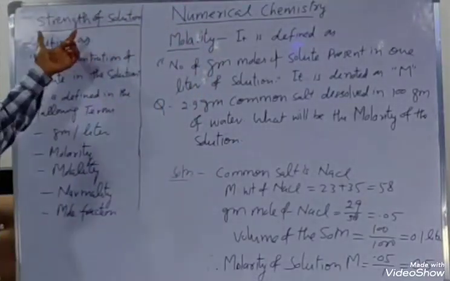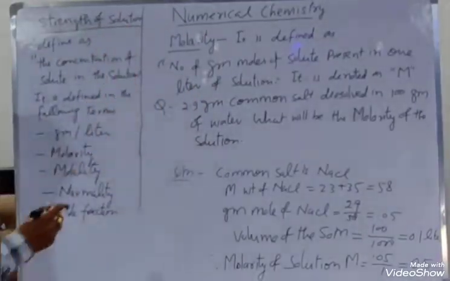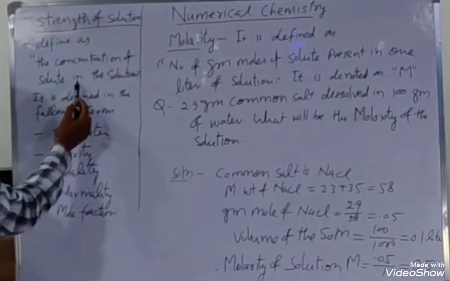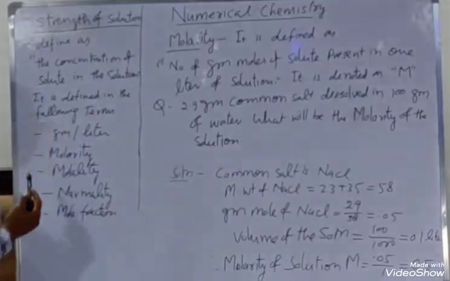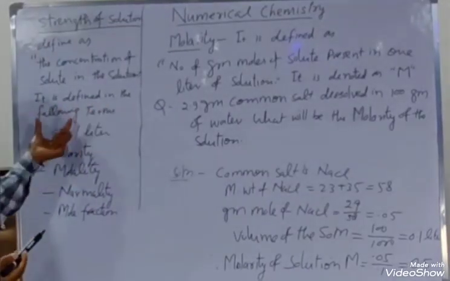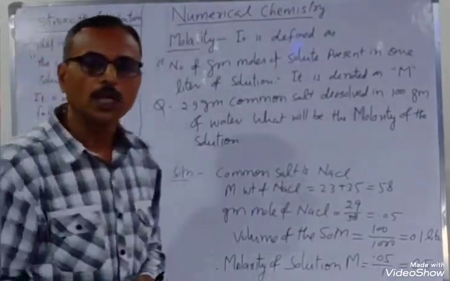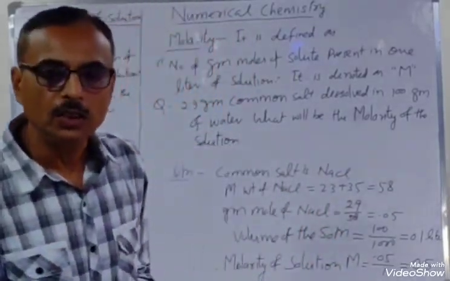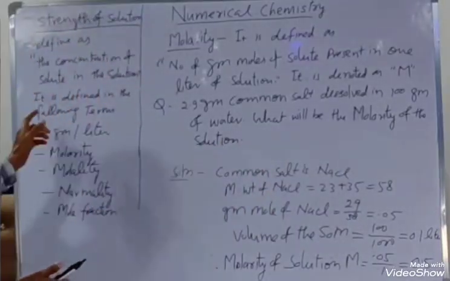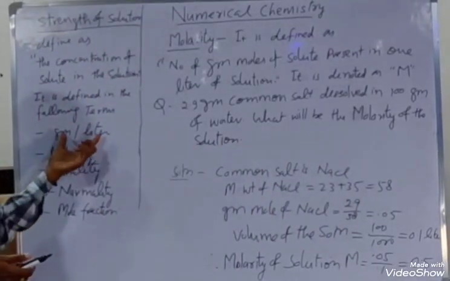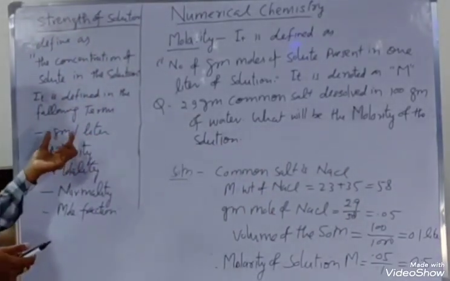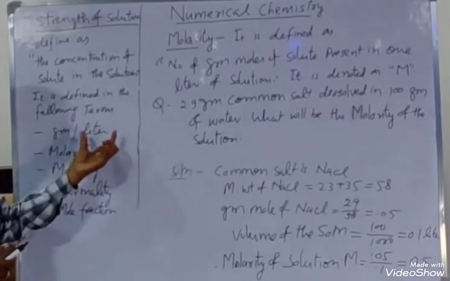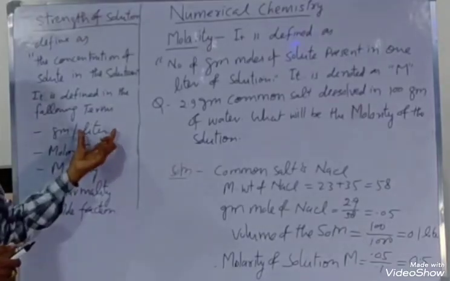Here if you see, strength of the solution is defined as the concentration of solute in the solution. It is defined in the following terms. How much solute is present in the solution is the concentration of the solution. Number first, gram per liter. Gram per liter means how much quantity of solute is present in solution in the terms of liter.